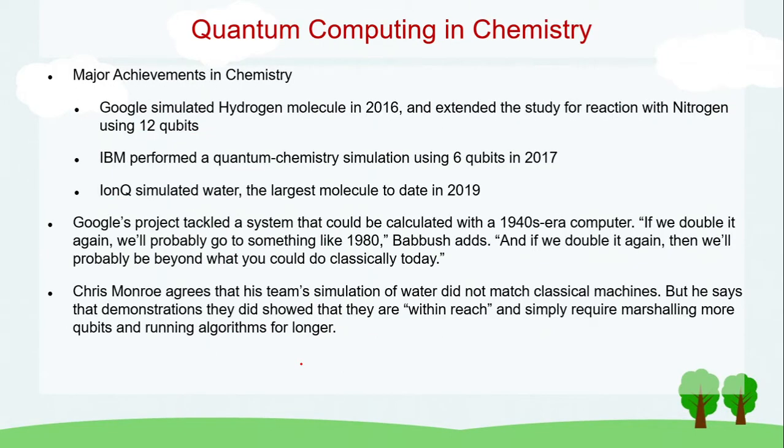And before that, we'll also see what is happening in chemistry. Okay. Major achievements, one would say that Google was able to simulate the hydrogen molecule in 2016 using 12 qubits. And then later they were able to study the reaction for hydrogen with nitrogen. IBM performed a quantum chemistry simulation using 16 qubits in 2017. IonQ simulated water, the largest molecule till date actually, in 2019.